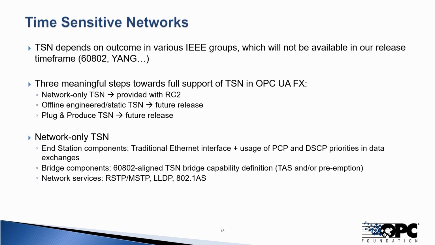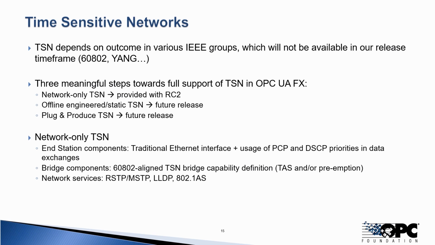For network-only TSN, an end station component may still use its traditional Ethernet interface, but has to add the priority tagging of Ethernet priority, meaning PCP, or IP priority, meaning DSCP, when injecting the frames.